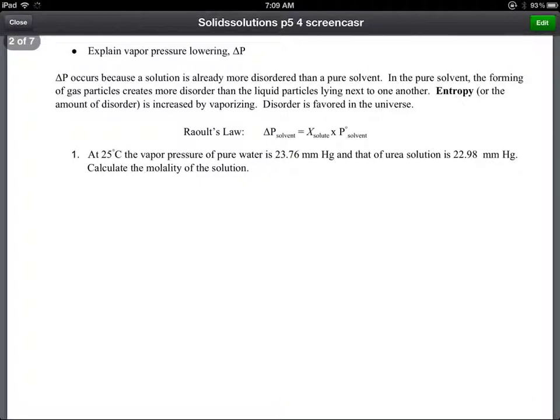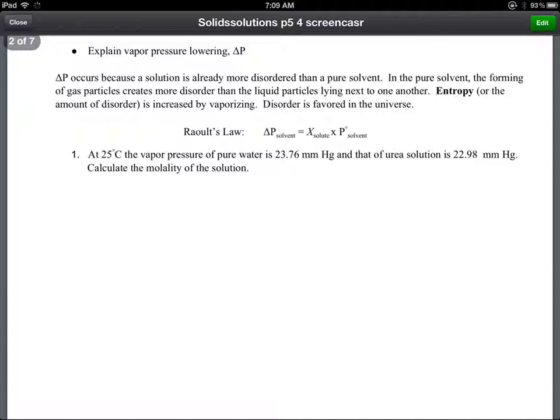In a solution, we have this phenomenon called vapor pressure lowering, and we call that delta P. So remember, delta, anytime you see that, means change. So the change in pressure occurs because the solution is already more disordered than a pure solvent. So in the pure solvent, the forming of gas particles creates more disorder than the liquid particles lying next to one another. So entropy is going to be something we'll talk about a lot in the next thermodynamics unit. It's called the amount of disorder.